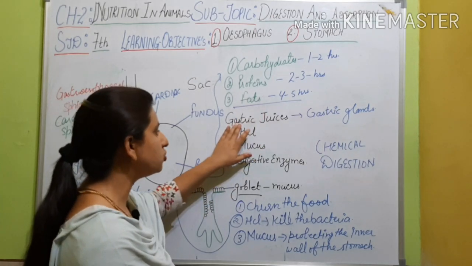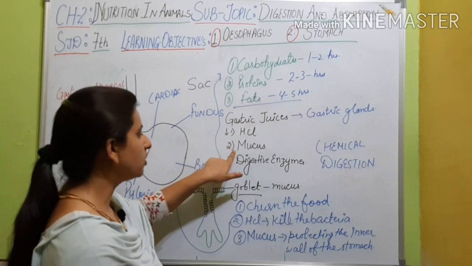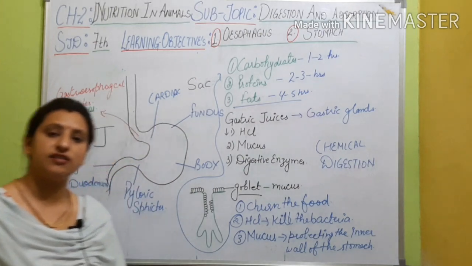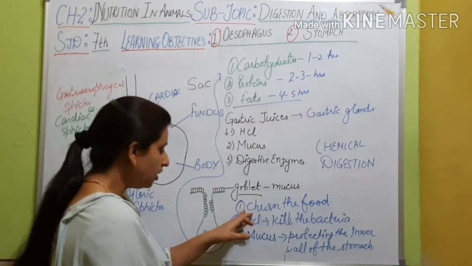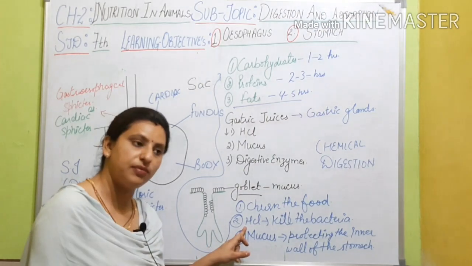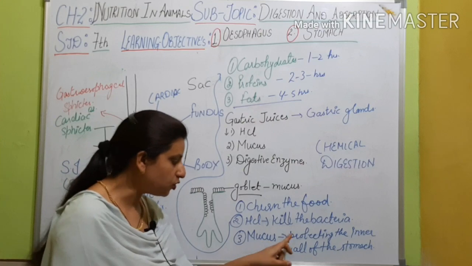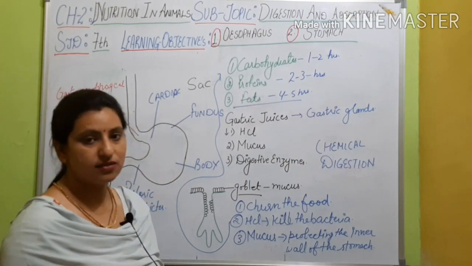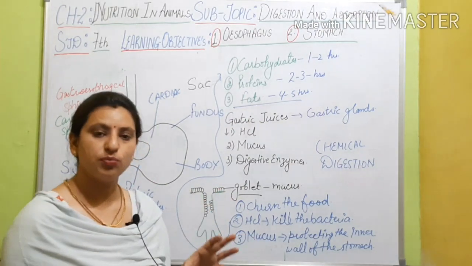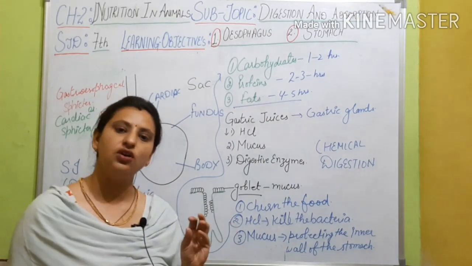Then there are gastric juices which are secreted by the gastric glands, and they are HCl, mucus and digestive enzymes. What are the functions? The functions are to churn the food, and then HCl will kill any bacteria present in the food which we are eating, and the mucus protects the inner wall of the stomach from the effect of the HCl. And the most important function of the stomach is that it leads to the chemical digestion of the food.